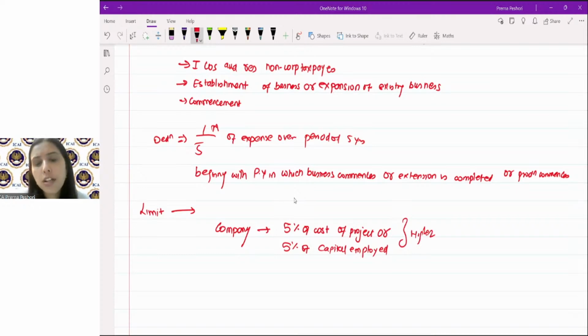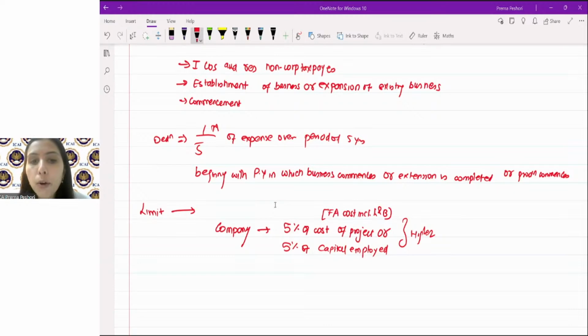5% of the cost of project or the 5% of capital employed, whichever is higher. And of that, 1/5 will be allowed for the period of 5 years. What is the cost of the project? So expenses incurred before the commencement of the business, the fixed assets cost, land, building, leasehold, plant, machinery, furniture, which are shown in the books of accounts. And if it's a case of extension of the business or setting up of a new unit, then again the cost of fixed assets which are there will be the cost of the project.